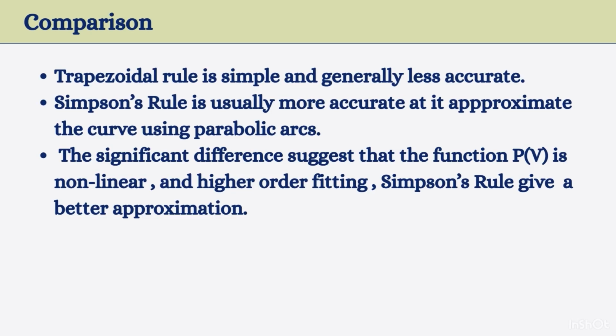Trapezoidal rule is simple and generally less accurate, and Simpson's rule is usually more accurate as it approximates the curve using parabolic arcs. The significant difference suggests that the function PV is nonlinear and needs higher order fitting. Simpson's rule gives a better approximation.